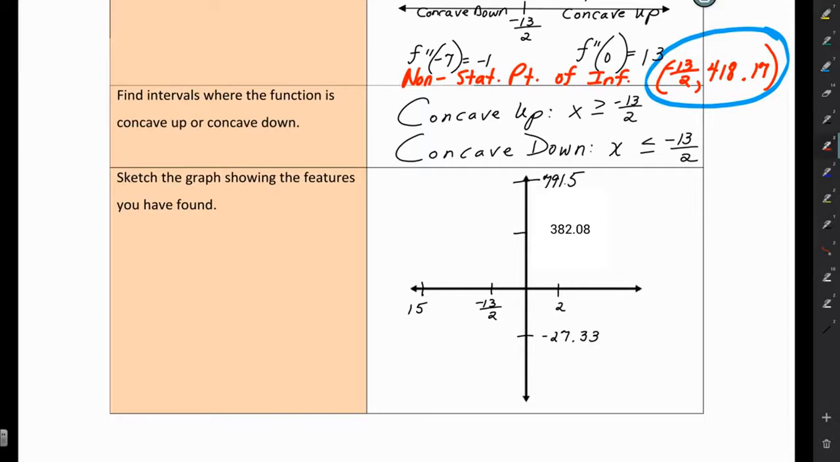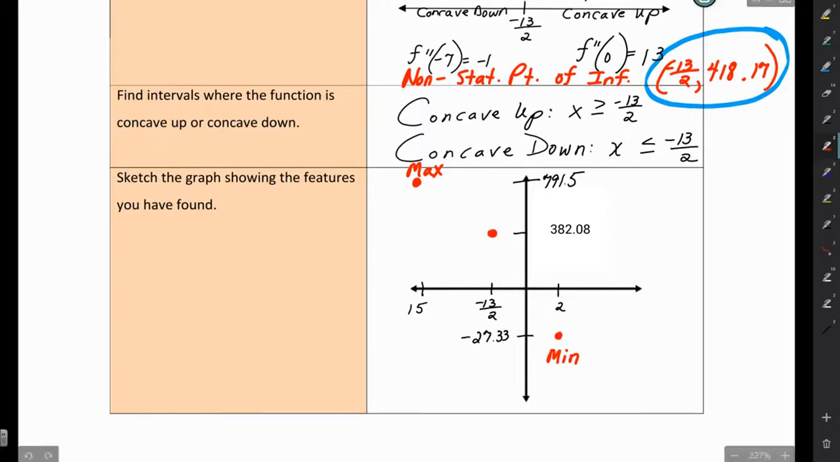I'm going to plot my points and label them. I have a max at negative 15, 791. I have a minimum at 2, negative 27.33. And then I have a non-stationary point of inflection at negative 13 halves.